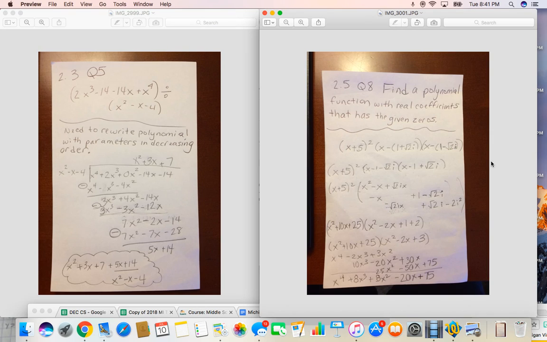Now this is a lot of work. Notice I'm not even multiplying this out for a while. I'm just going to leave this hanging here. So what I do is I take x and I multiply by each term here. So x times x gives me x squared. x times minus 1 gives me minus x. x times the square root of 2i gives me the square root of 2i x.